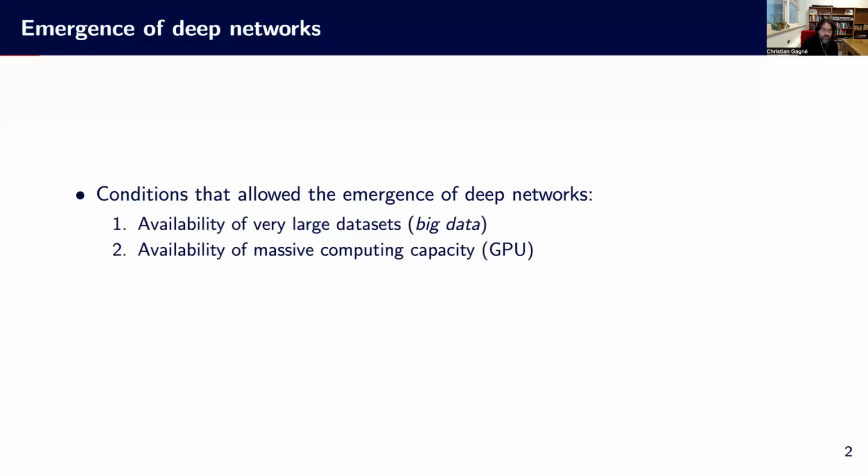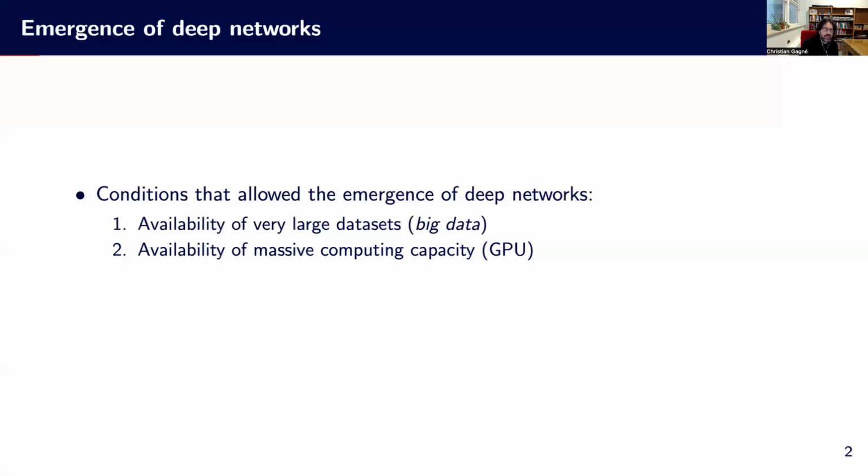We also see the availability of massive computing capacity, more specifically the capacity to use GPUs, which were first designed to support gaming, for example, or infography. So the point is that these devices, first proposed for graphics, are in fact performing the same kind of mathematical operations that we need for training and using deep neural networks. So this is basically linear algebra with matrices, vectors, tensors.